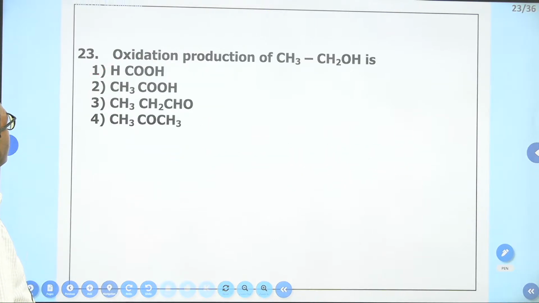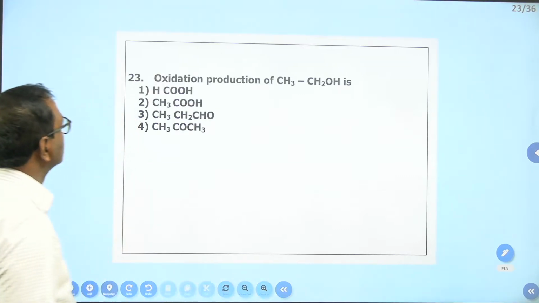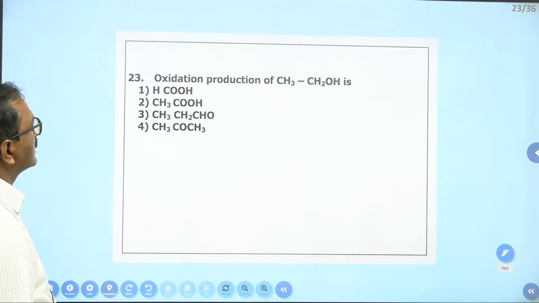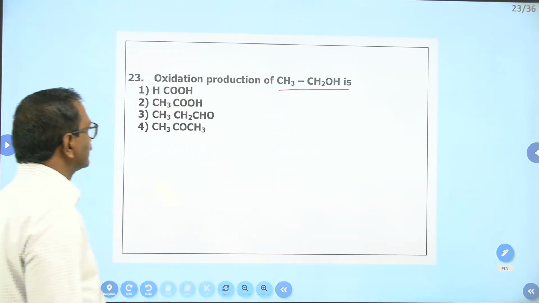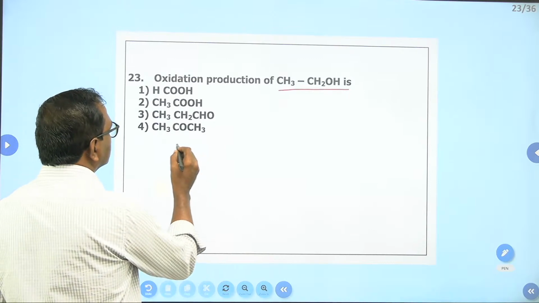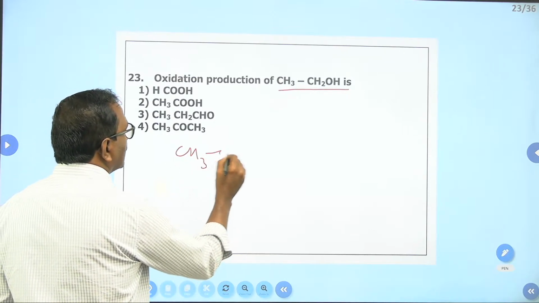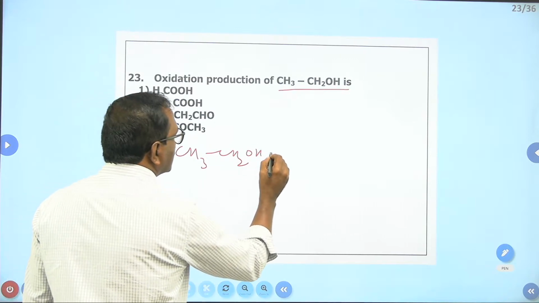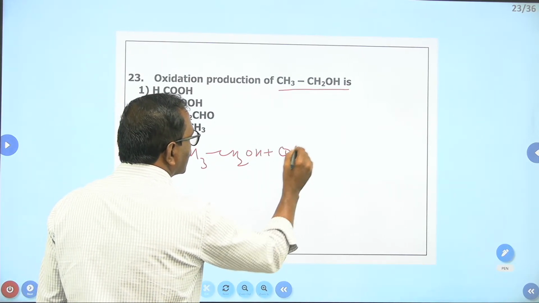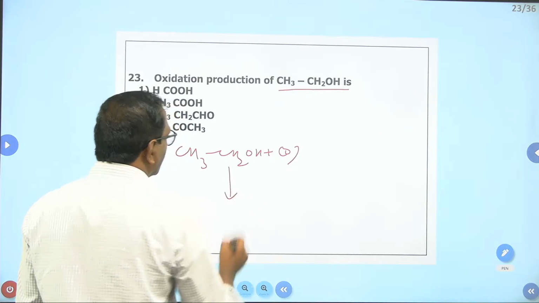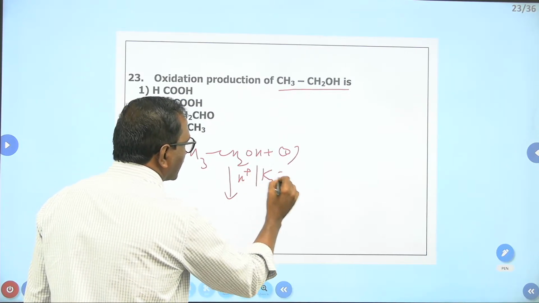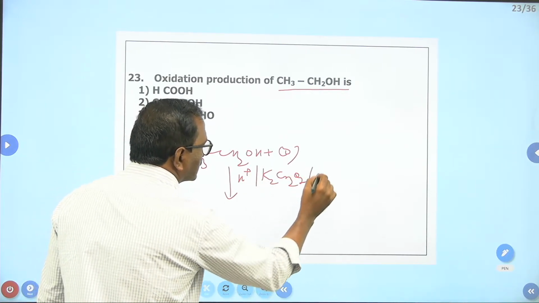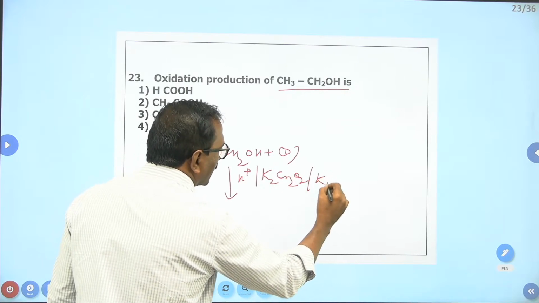Next one, 23. Oxidation product of CH3CH2OH. Oxidation product of ethyl alcohol. What is this? Ethyl alcohol here. Then you can say CH3CH2OH. This is an oxidation, by using an oxidizing agent like acidified potassium permanganate or potassium dichromate here. See, potassium dichromate, potassium permanganate.